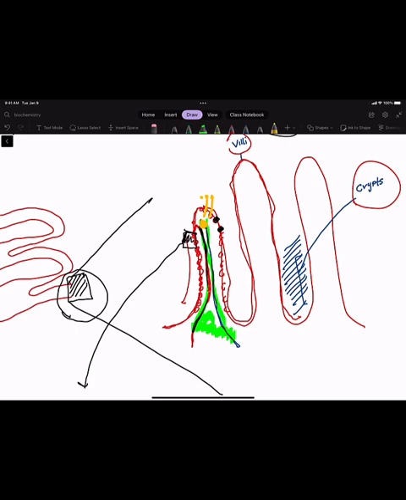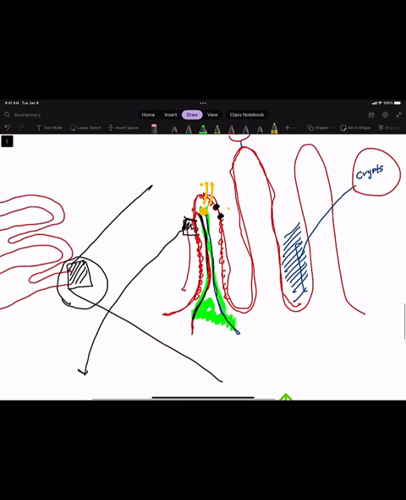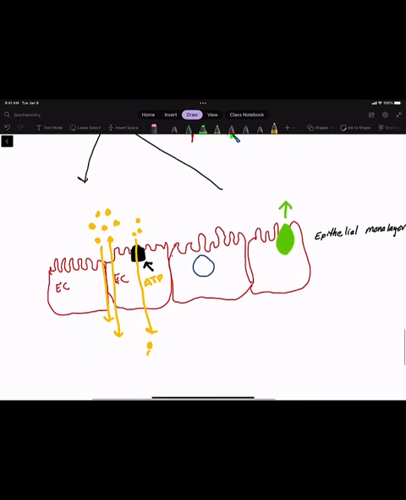So medication comes in, knocks on the door, gets into the bloodstream. Medication here comes in, knocks on the door, gets into the bloodstream. Now it's going to wherever location it needs to go.